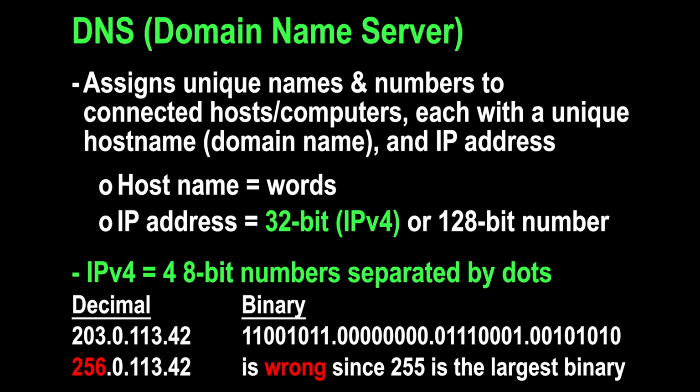The host name is words, while the IP address is a 32-bit or 128-bit number. For IPv4, it is 32-bit, with four 8-bit numbers separated by dots. I have put some examples on screen, and note that any values greater than 255 result in a false address.